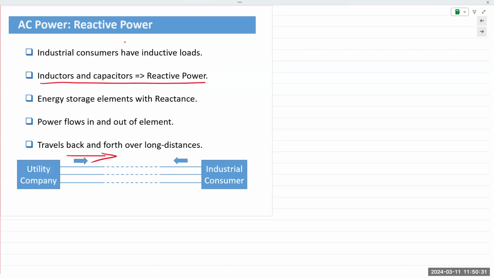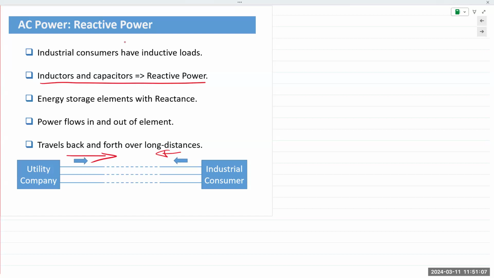But because it's an inductor, the power is received in one half cycle, and then in the negative half cycle, it is sent back out. Back and forth. If it's a small circuit on a lab bench, it is self-contained right there. It does not have to travel a long distance. But when it's hundreds of miles long, that reactive power is traveling back and forth hundreds of miles. And every time it travels, a whole bunch of power is lost as heat.